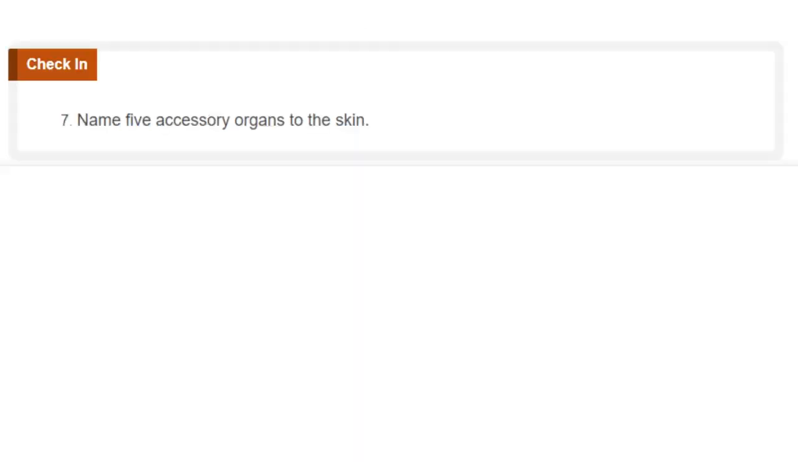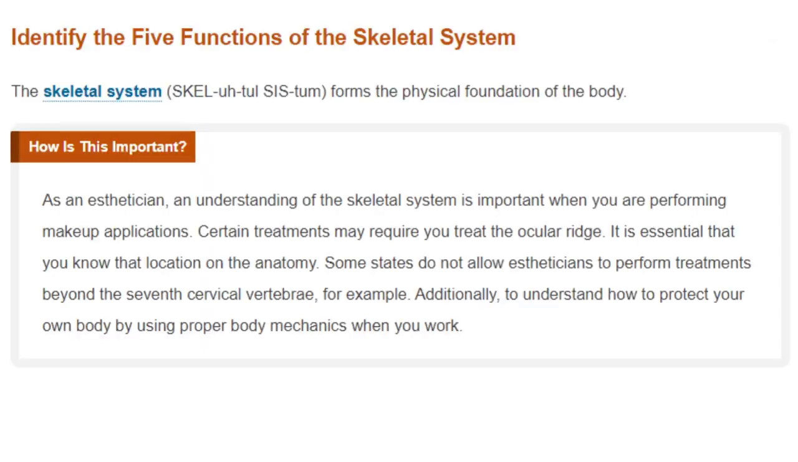Check in. Name 5 accessory organs to the skin. Identify the 5 functions of the skeletal system. The skeletal system forms the physical foundation of the body.